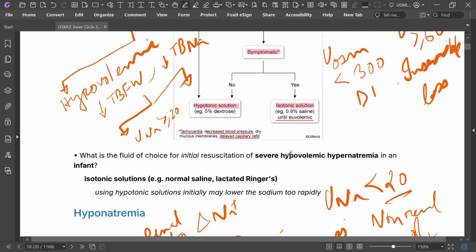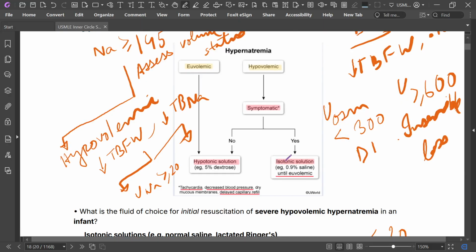So if a patient comes with hypernatremia, how can we evaluate? First, we need to do electrolytes, and the sodium level is more than 145 milliequivalent per liter. Then we need to see the volume status. The markers we see in volume status are JVP, skin turgor, evaluation for edema, and orthostatic vital signs.